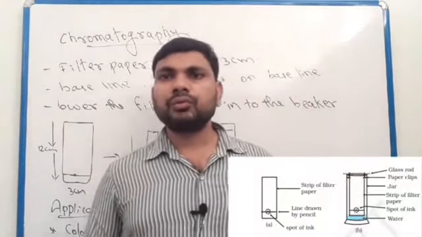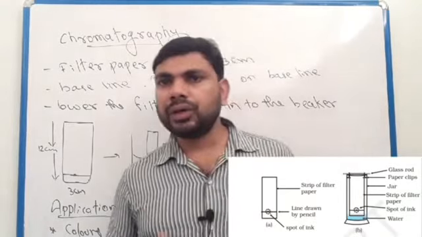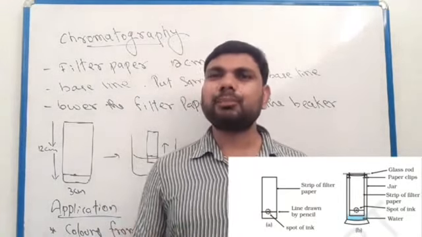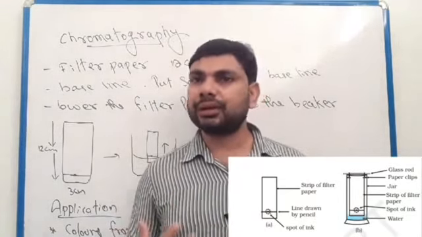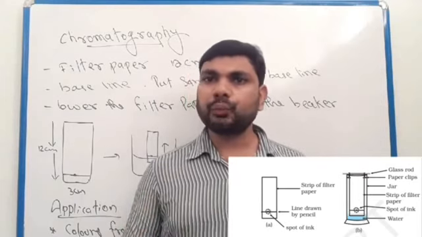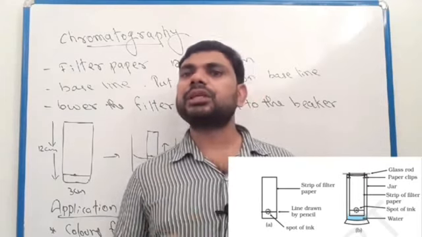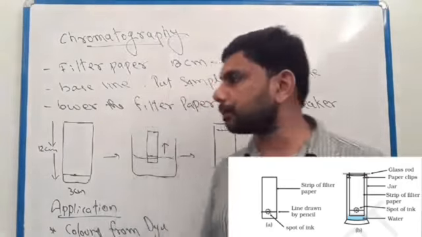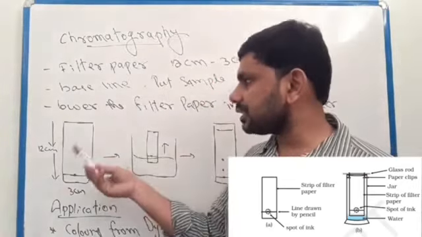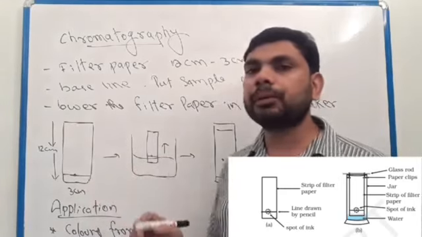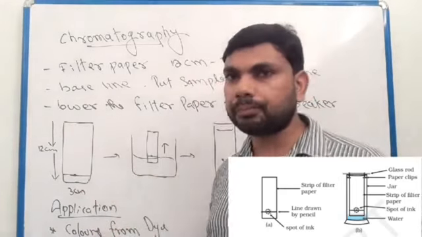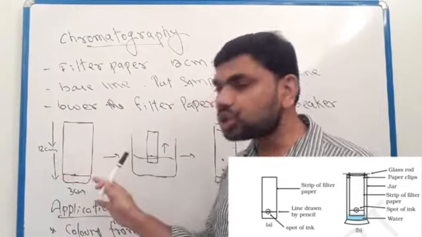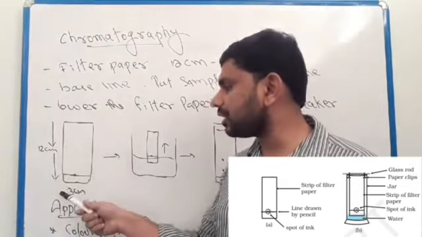For chromatography we will use a special type of paper called chromatographic paper. Okay, also we can do this experiment with the help of normal filter paper. So take out a filter paper. This is the size of filter paper we will use for chromatography. Okay, around 12 centimeter length and 3 centimeter width.